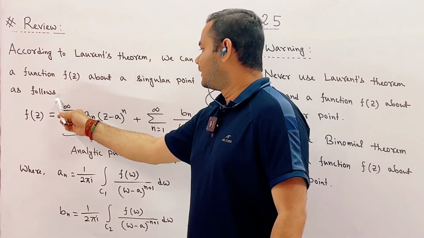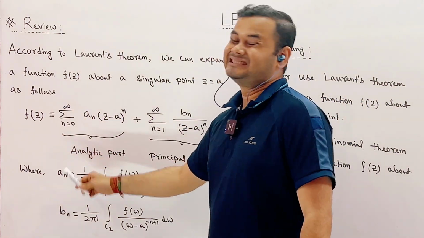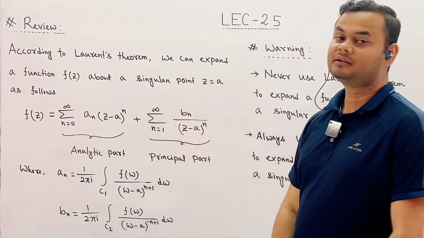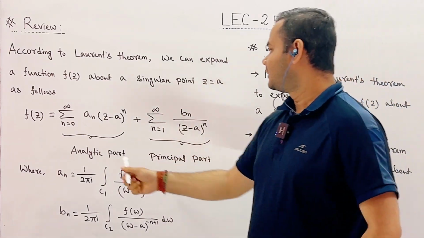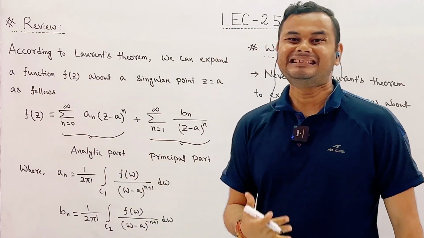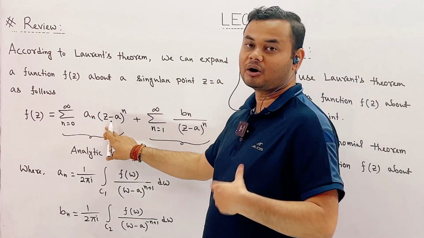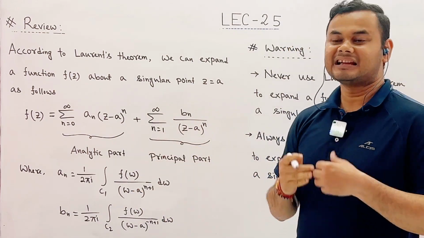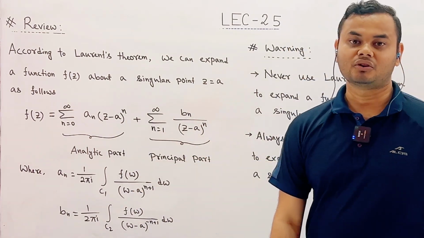Here the first part is known as the analytic part and the second part is known as the principal part. So we have seen that the analytic part contains the terms having positive powers of z, and the principal part contains the terms having negative powers of z.